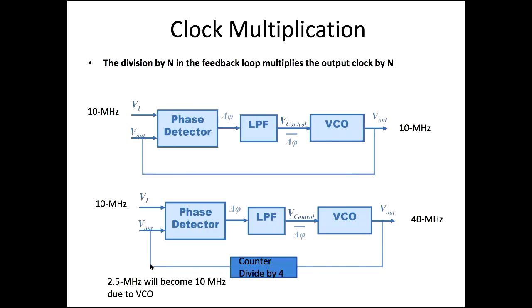When you have 2.5, what happens is 10 megahertz minus 2.5 megahertz. The difference is very big, and when the difference is very big, the error is very big. The low pass filter output will then be a big DC voltage, so the VCO will give you 40 megahertz. After some time the error will decrease and it will stabilize. So this will become 40, this will become 2.5, and this is 10 megahertz. Then you can easily generate 40 megahertz from 10 megahertz, using the divide by 4 counter.